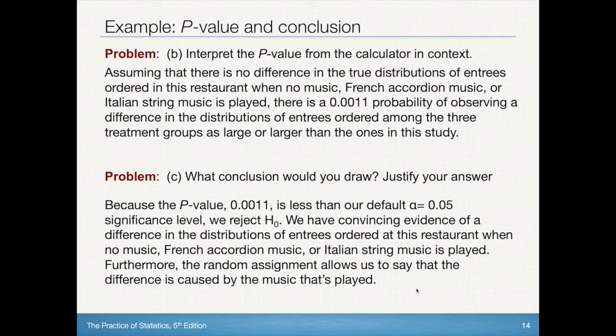Now look at this last statement. Furthermore, the random assignment allows us to say that the difference is caused by the music that's played. So one of the things that we've talked about a lot is, can we determine cause and effect? Well, the only way we can determine cause and effect is if it is done by experimental design, not an observational study. So if random assignment is not performed, then you can't infer a cause and effect. If it is random sampling, you can't infer a cause and effect. So it's important to read into the question and understand that if it's an experiment and there was random assignment, we can infer that the difference is caused by the music that's played.